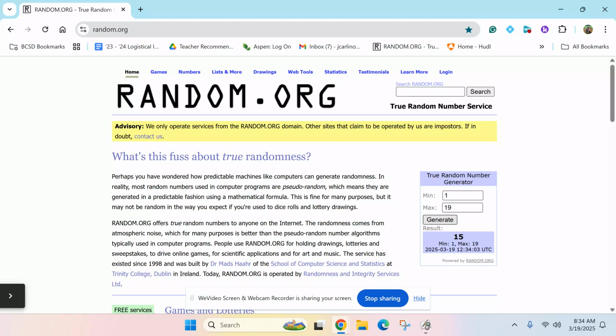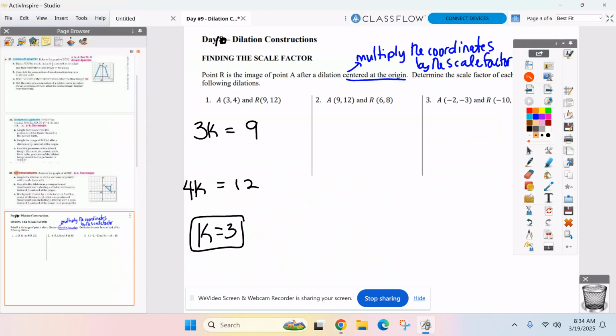What's my scale factor? Let's go, Zoe here. What's my x coordinate of A? 9, and how about the x coordinate of R? Okay, that's not easy for me. That's not obvious here. All right, so that's why it's nice to set up, hey, 9 times what will give me 6, or 12 times what will give me 8. All right, so if it's not obvious, set yourself up a quick equation and solve for K.